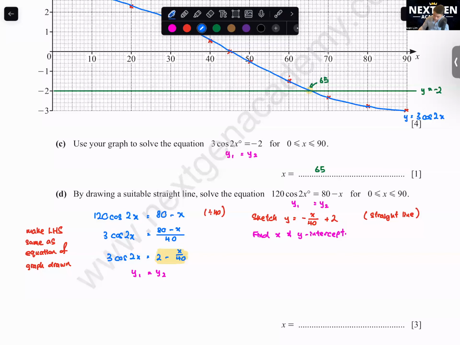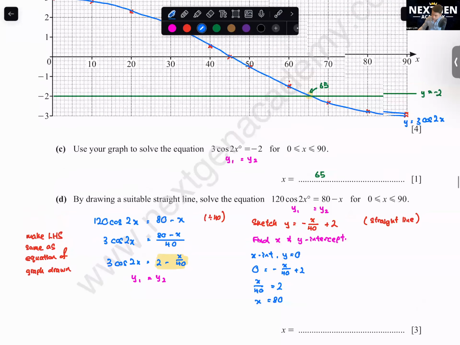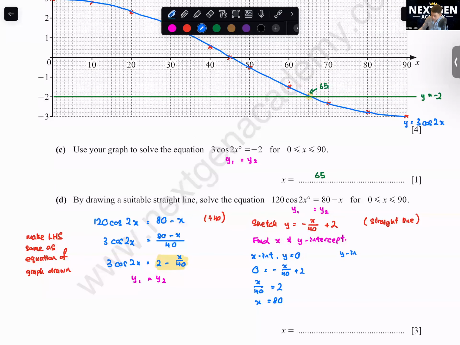So the calculation here, x-intercept, y will be equals to 0. So let's solve for this one. 0 equals to negative x over 40 plus 2. X over 40 equals to 2. X is equals to 80. So I got my x-intercept, x equals to 80. The next one, y-intercept, it is when my x is equals to 0. So y equals to negative 0 over 40 plus 2. Y is equals to 2.